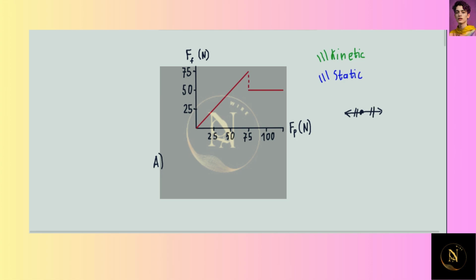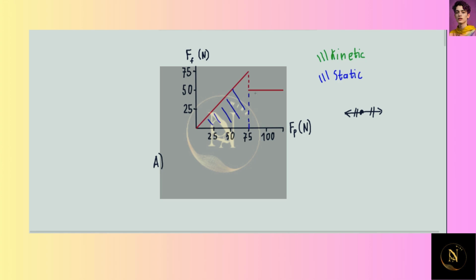In this graph, when we look at this line, we see that when we apply a force of push, 25 newtons, friction provides 25 newtons in the opposite direction. Therefore, we see that throughout this line, force of friction matches the force of push. So static friction is in this region until here.